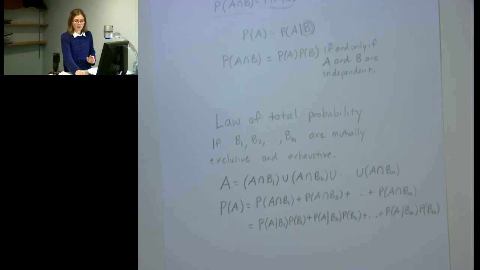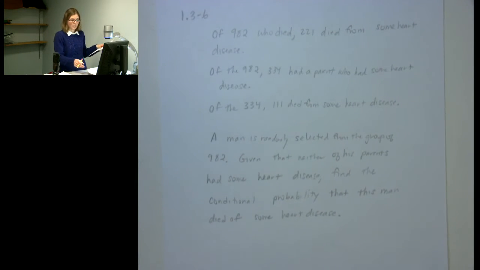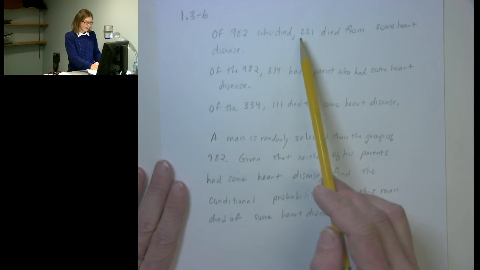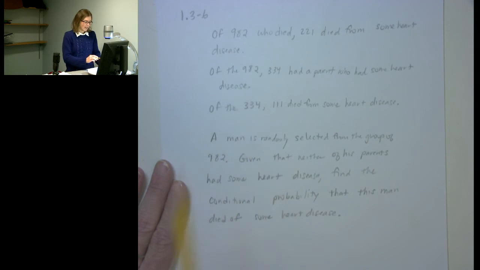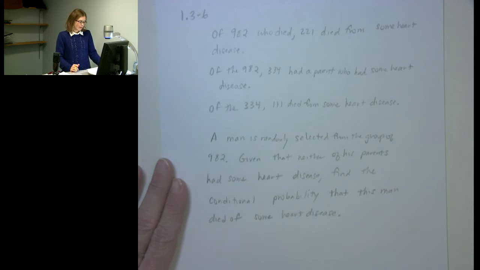An example of one of the book problems that works with this would be 1.3-6. You can use the law of total probability here. There are 982 men who died. 221 died from some heart disease. Of the 982, 334 had a parent who had some heart disease. Of the 334 whose parent had some heart disease, 111 died from some heart disease. And if we randomly select a man from the group, given that neither of his parents had some heart disease, we want to find the conditional probability that the man died of some heart disease.